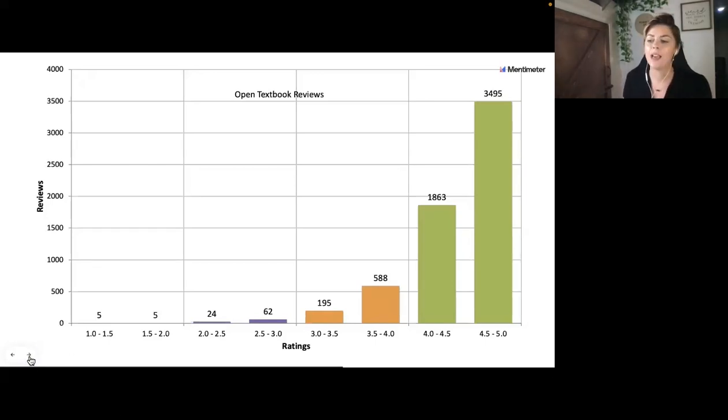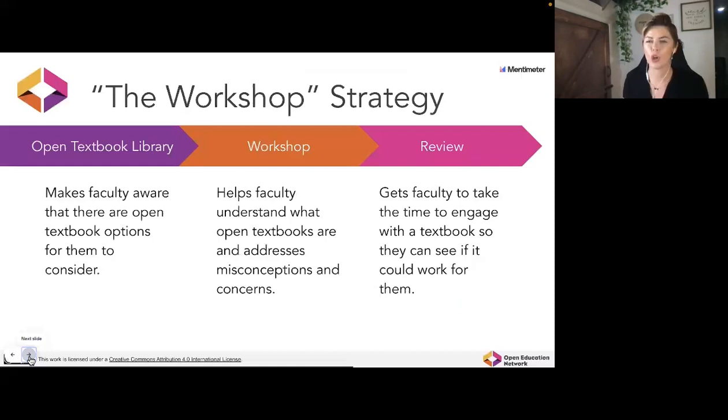So again, when we think overall about the workshop strategy, we have the open textbook library where we're able to increase awareness. We utilize that faculty workshop to help bolster education around questions of student barriers and open. And then we invite faculty to review in order to get them to engage with the ideas and with the open textbook library.